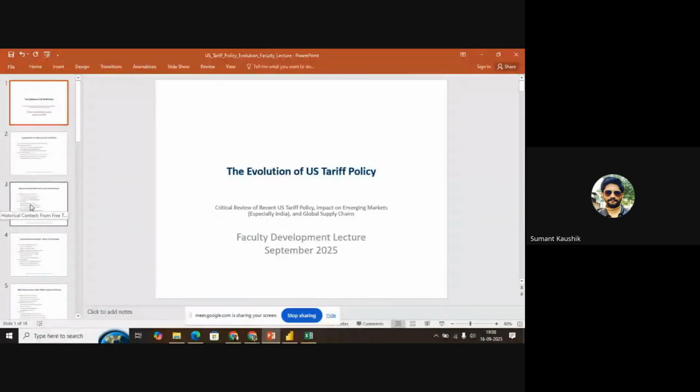So we'll start. How has the US tariff policy evolved over the last 10, 15, 25 years, what has been the critique of that, what has been the impact of that, and what could be the possible coming impacts of that.